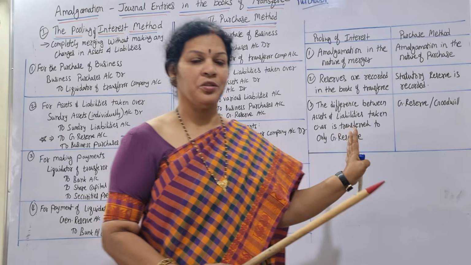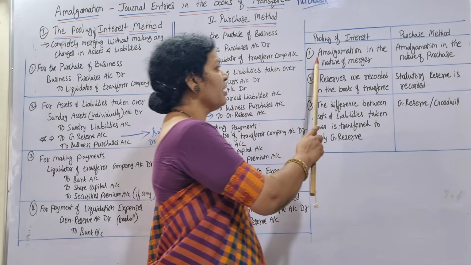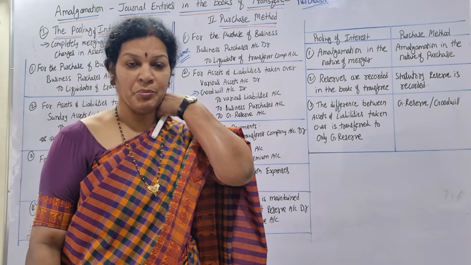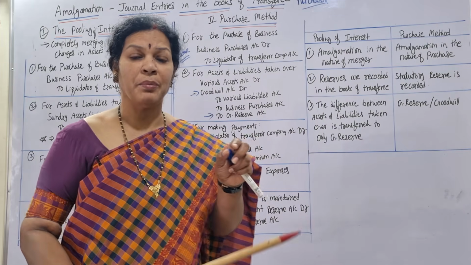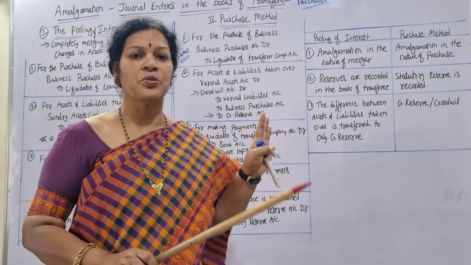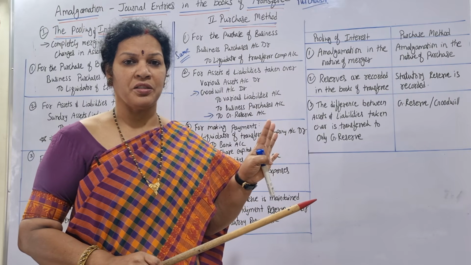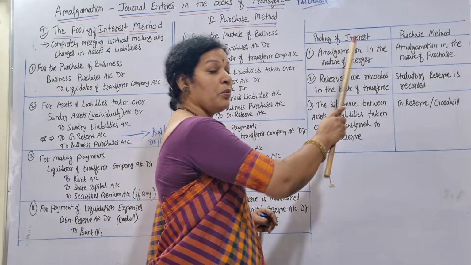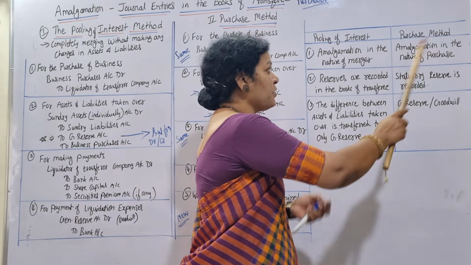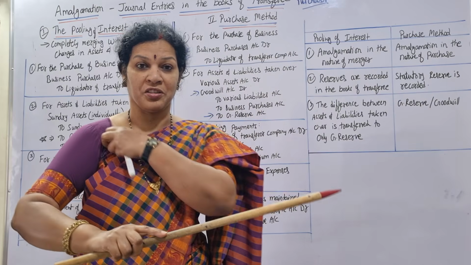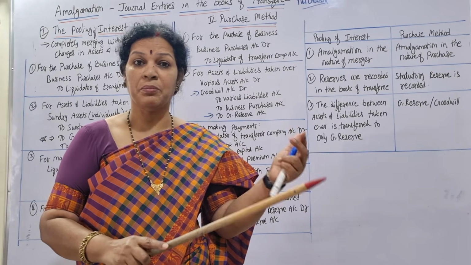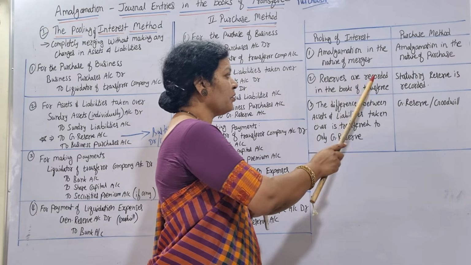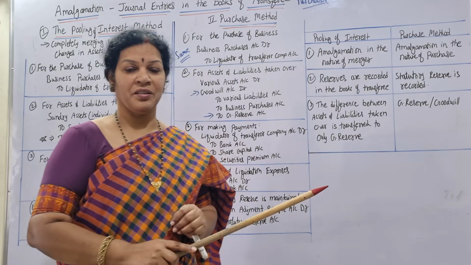Through a table, it's easy to understand. The first thing is amalgamation in the nature of merger. This is pooling of interest: amalgamation in the nature of merger means purely everything is transferred without any adjustments, as it is, without any changes. That is pooling of interest. Whereas in the purchase method, it is amalgamation in the nature of purchase. Nature of purchase means maybe some changes.